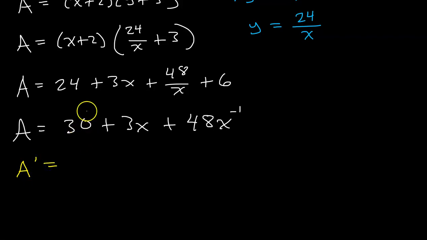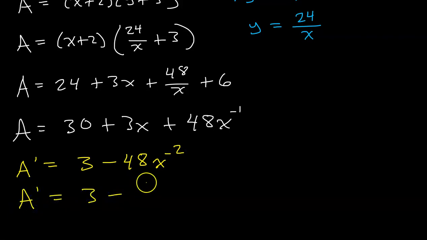The derivative of 30 is 0, so that's gone. The derivative of 3x will become 3. And now the power rule: negative 1 times 48 is negative 48. I'll just switch that. And then we have to reduce the exponent by 1, so it'll be negative 48x to the negative 2 power. So the first derivative is 3 minus 48 over x squared.